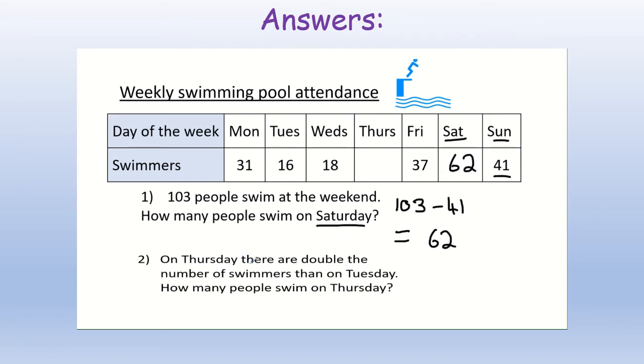On Thursday, we're told there are double the number of swimmers than there were on Tuesday. So we need to look at Tuesday, and it's 16. So 16 doubled gives us the missing number for the swimmers on Thursday. Well done, 32. How did you do with these? Did you get the same answers as I did?